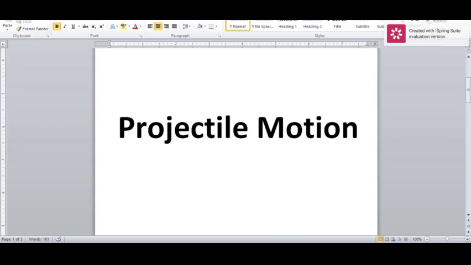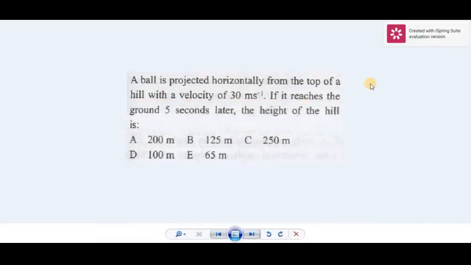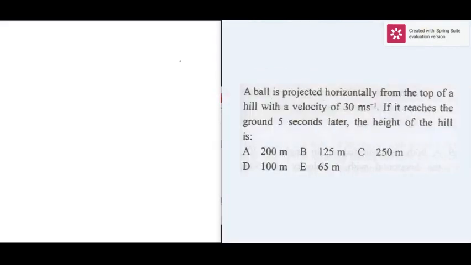Projectile motion. A ball is projected horizontally from the top of a hill with a velocity of 30 meters per second. If it reaches the ground 5 seconds later, the height of the hill is... The situation of the question can be illustrated as follows.